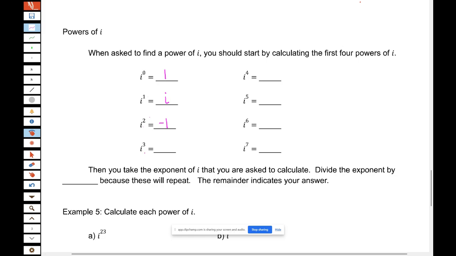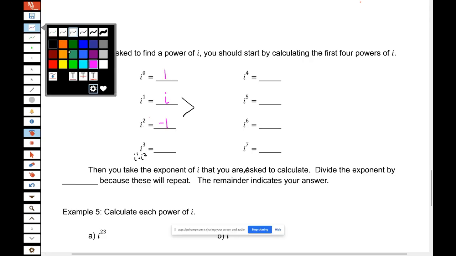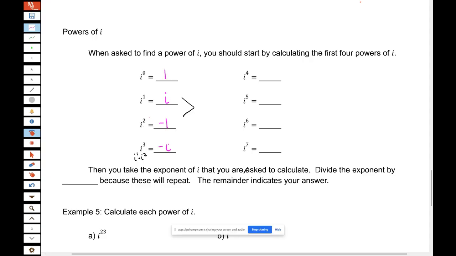Now, to get i to the third, we know that that can be looked at as being i to the first times i to the second. That way I can just multiply two previous ones. And so when I do that, that gives me -i. Now, what we're going to notice is that these first four repeat over and over again. If I think of i to the fourth as being i squared times i squared, that means I can multiply -1 times -1 and I'll get 1. So it's going to start repeating over and over again.